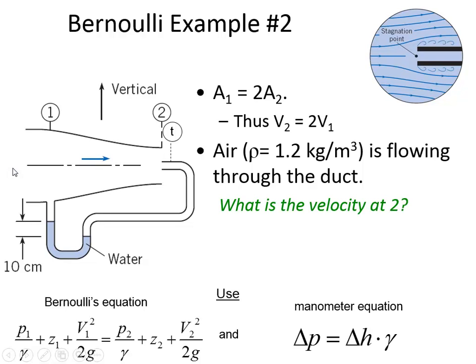But think about the air going through this nozzle, and you can see that the cross-sectional area is decreasing. And what it says in this example statement is that the area at 1 is double the area at 2. So that means that the velocity at 2, how is the velocity at 2 going to compare to the velocity at 1, the air velocity?